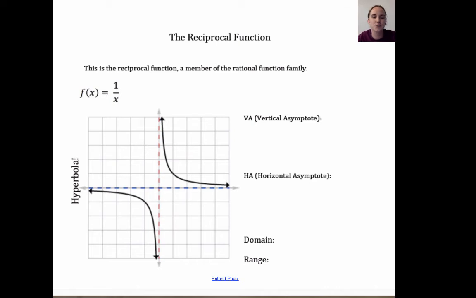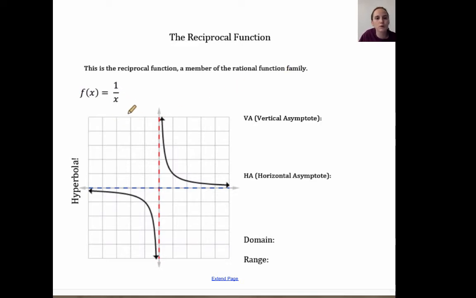Hi guys, today we're going to talk about the reciprocal function. The reciprocal function is written as f of x equals 1 over x, as you can see right here. And it is a member of the rational function family.